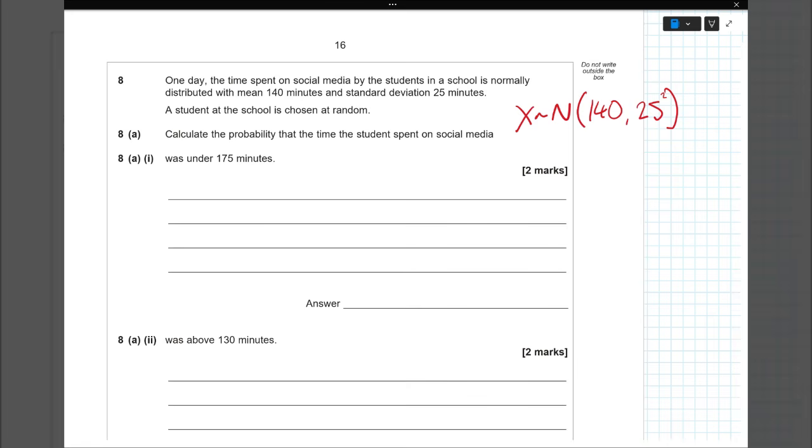It starts off with: calculate the probability that the time the student spent on social media, part 1, was under 175 minutes. So we want the probability that x is less than 175.